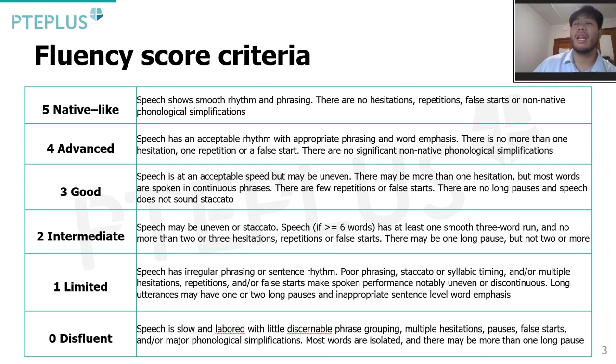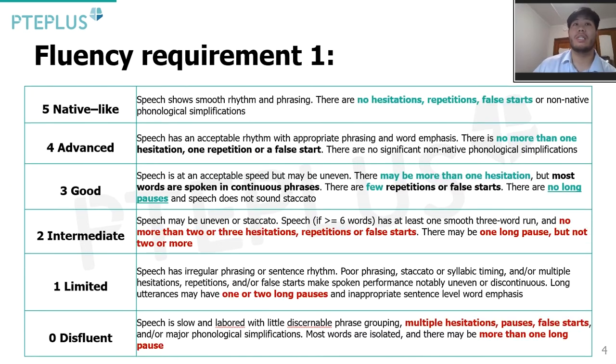Fluency, just like in read aloud, is broken up into 5 different marks. For 5, we have native-like, 4, advanced, 3, good, 2, intermediate, 1, limited, and 0 for disfluent. So for fluency requirements, we've got 3 key requirements. The first requirement for us is we need to have no hesitation, no repetitions, and no false starts.